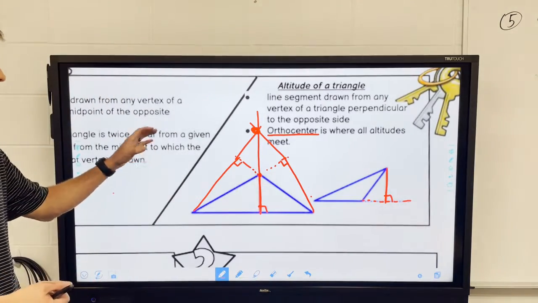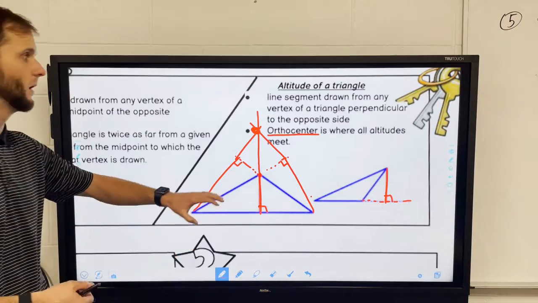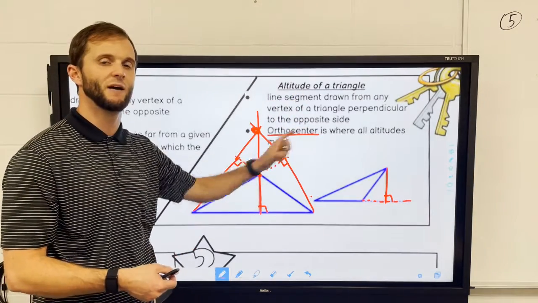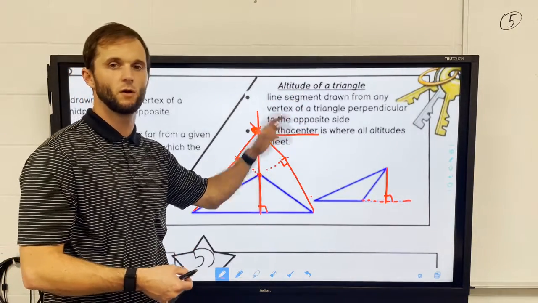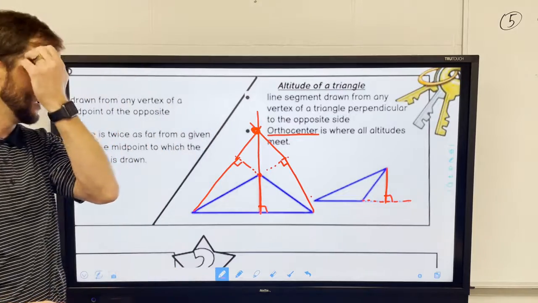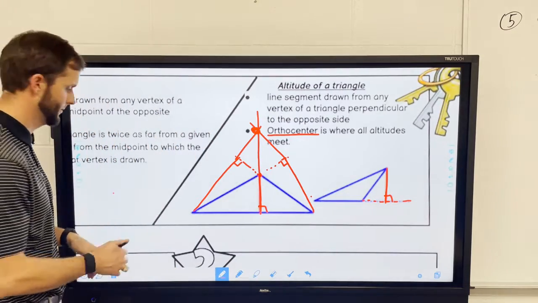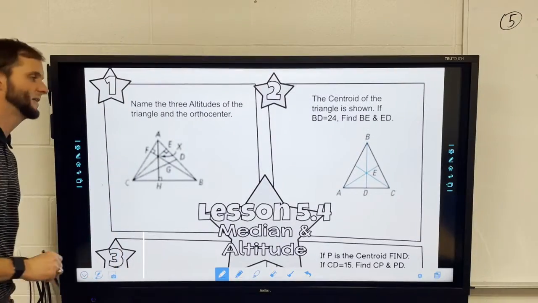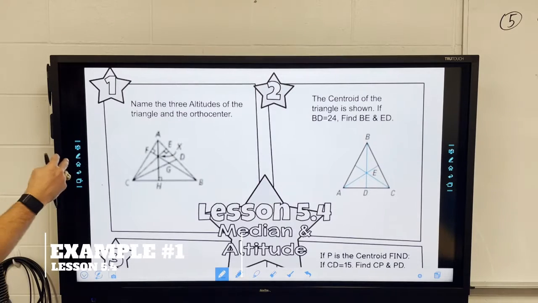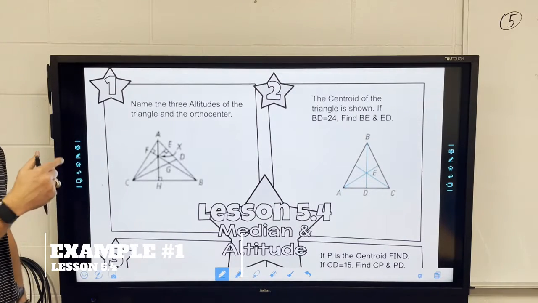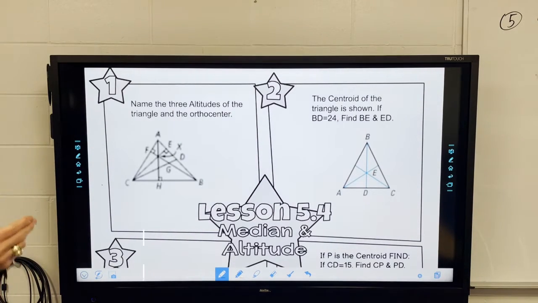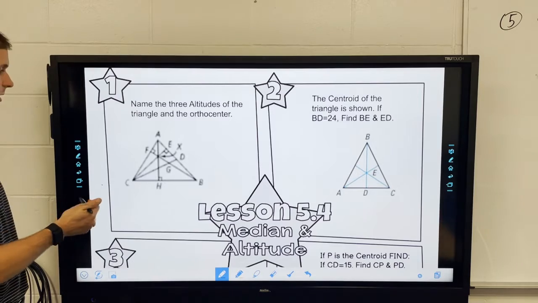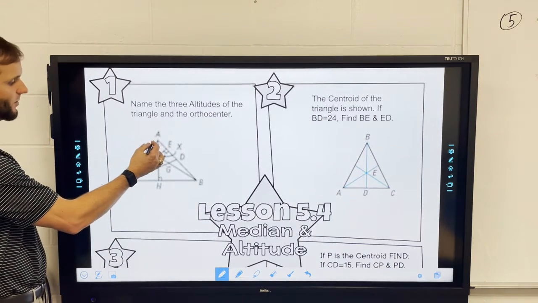For the problems here, you're only going to need to identify the altitude and the orthocenter. That's all you need to do. Okay, let's jump to our examples real quick. In example number 1, it wants me to name the 3 altitudes of the triangle. Again, I'm going from the vertex straight down to a 90-degree angle. So let's look at A here. Here's my vertex.